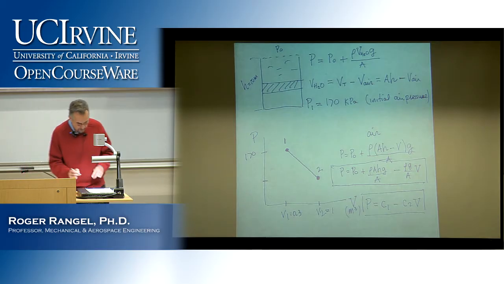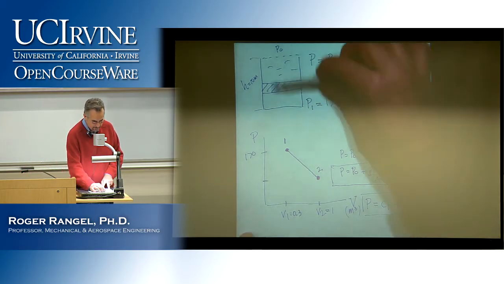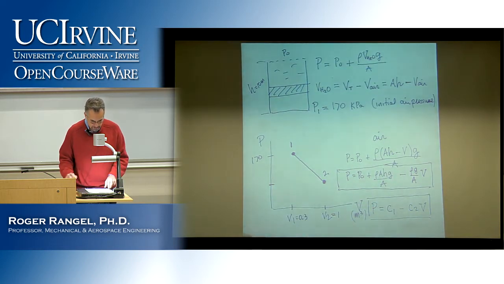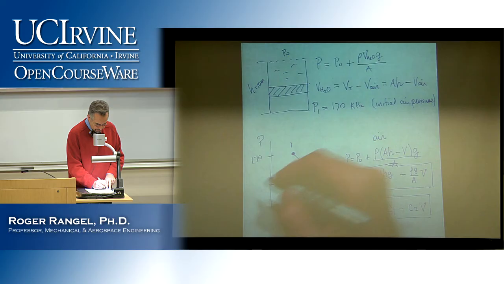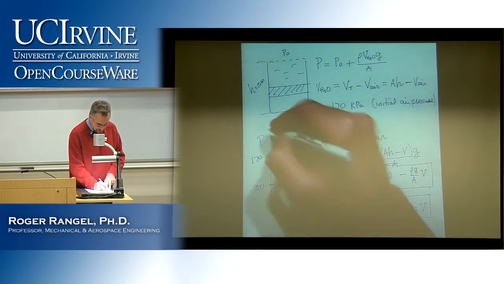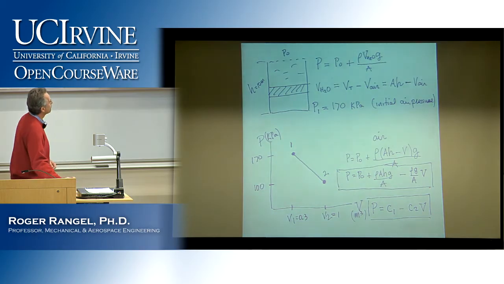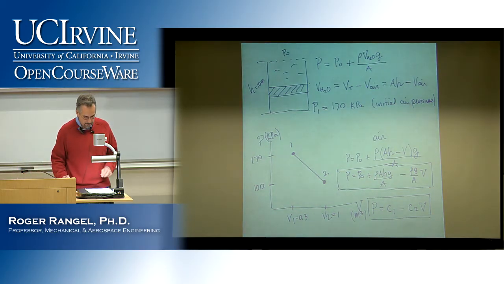Well, the final pressure, of course, is when it's at the top. Right? When it's at the very top, all that's left is atmospheric pressure. So this will be 100. This is in kilopascals. All right? So I got all the numbers in the plot.